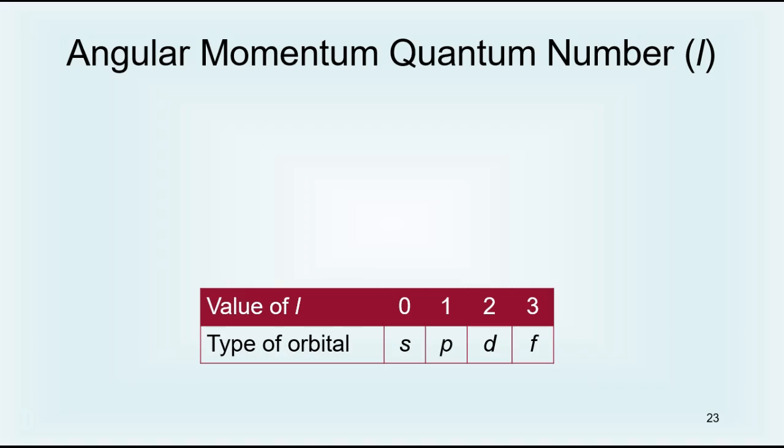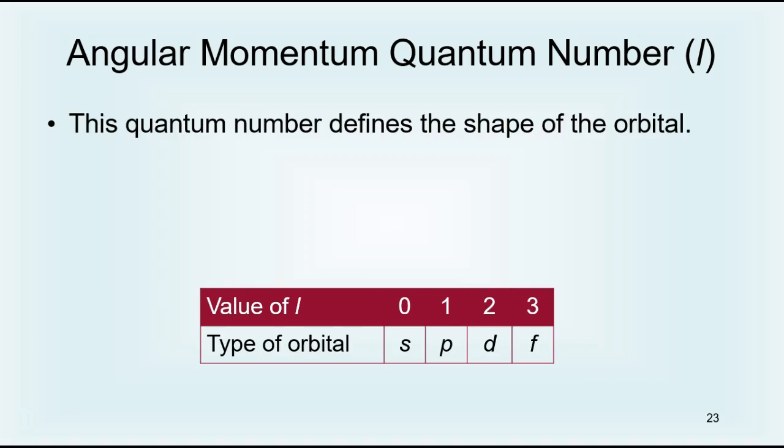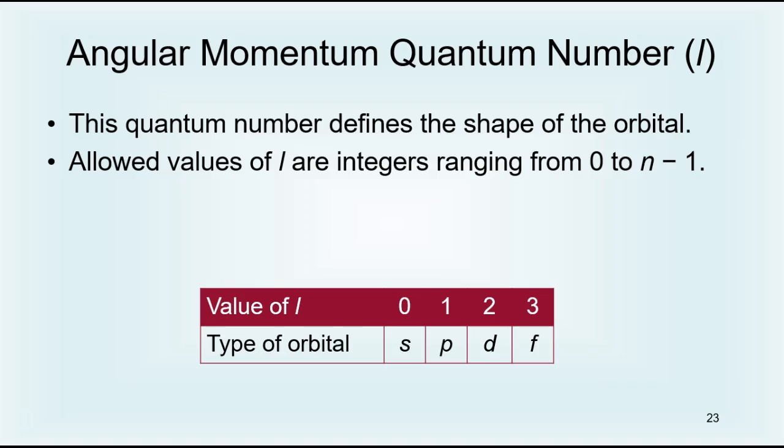So 1 is closest to the nucleus, and again, as we get further from the nucleus, the quantum number increases. Then we've got our angular momentum quantum number, which is L. The L quantum number defines the shape of the orbital, and again, these are all things that are derived out of solving those wave equations. So where exactly these numbers are coming from, again, we're not getting into. So the allowed values of L are integers ranging from 0 to n minus 1.